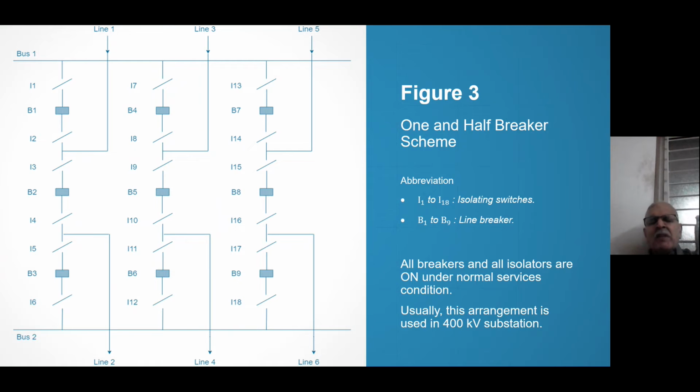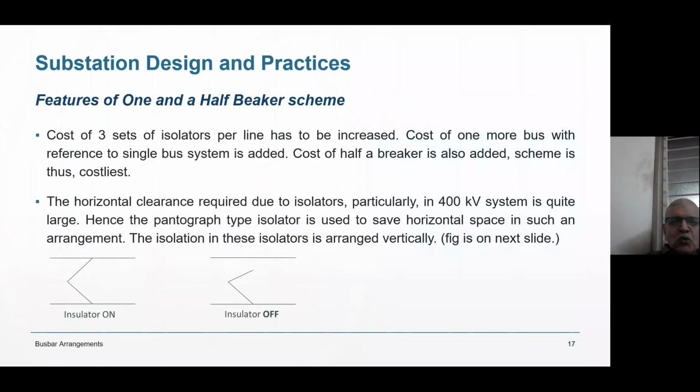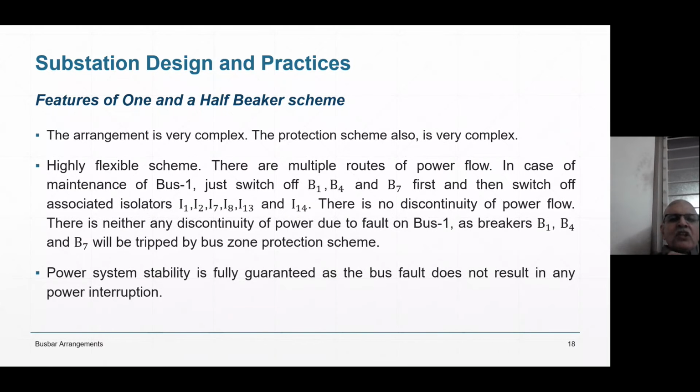So this is the best system. No disadvantage, all features are advantageous. Bus fault, bus maintenance, breaker maintenance, whatever you tell, you can do. This is the best scheme, but a very costly scheme. Very costly scheme. That is the disadvantage of this. As I told you, the vertical isolators are used that we have talked about. Features of the 1.5 arrangement is very complex. You need a skilled staff. The arrangement is very costly also, but highly flexible.